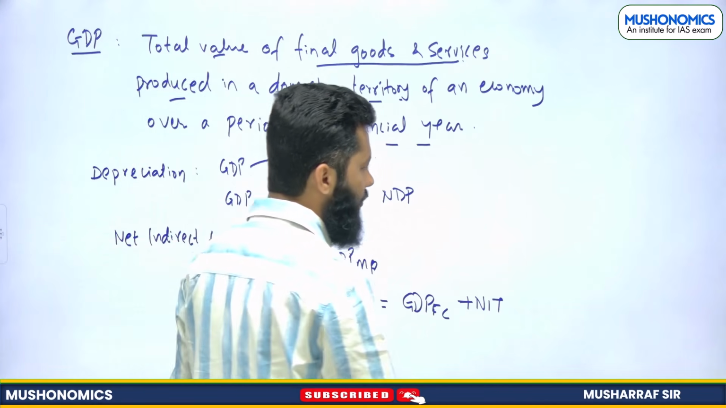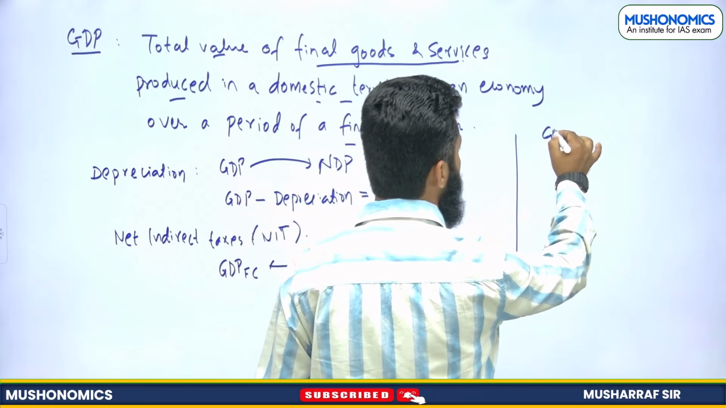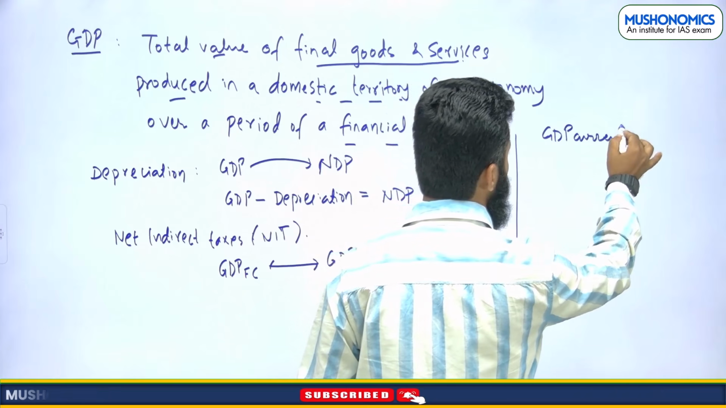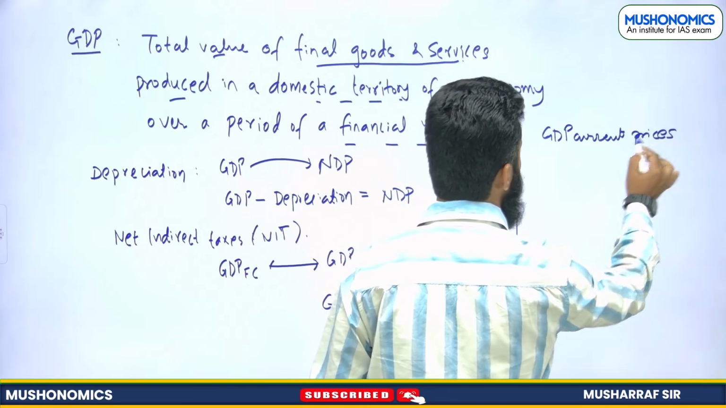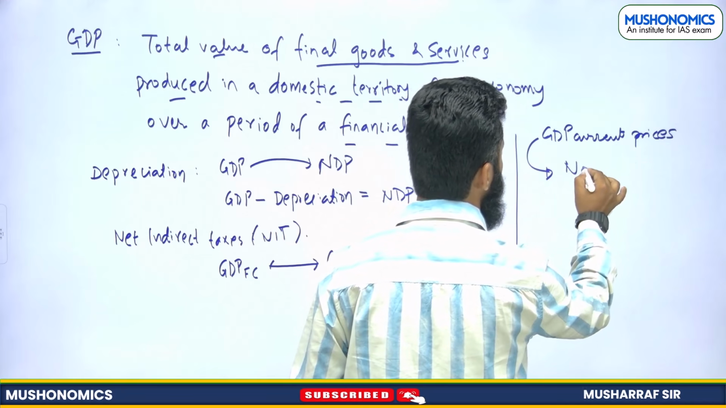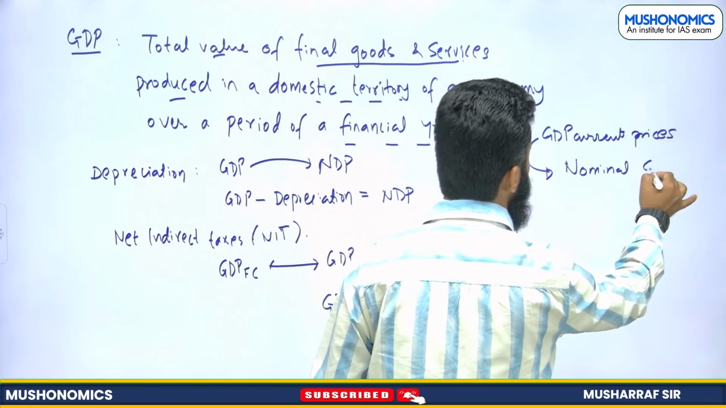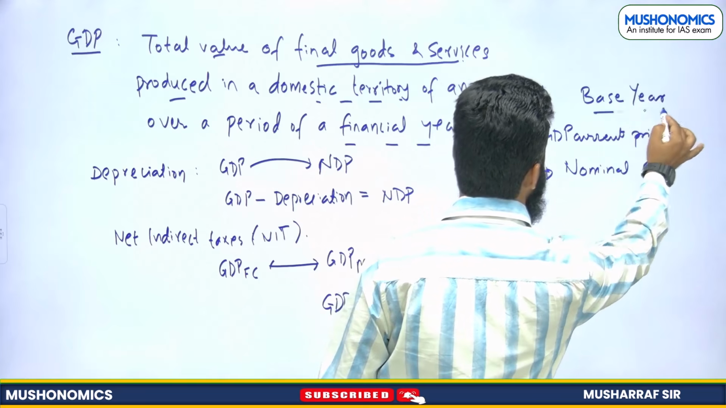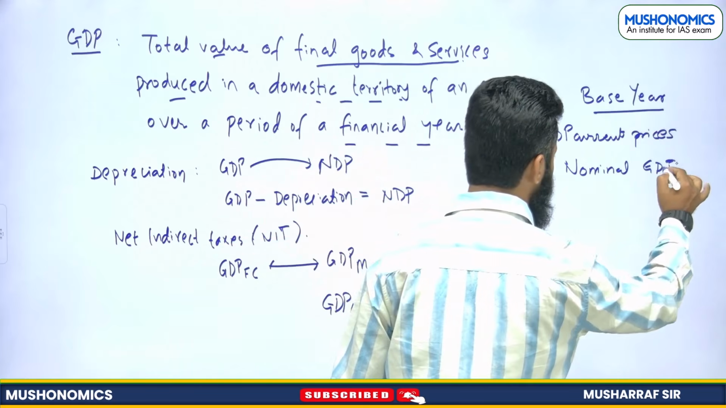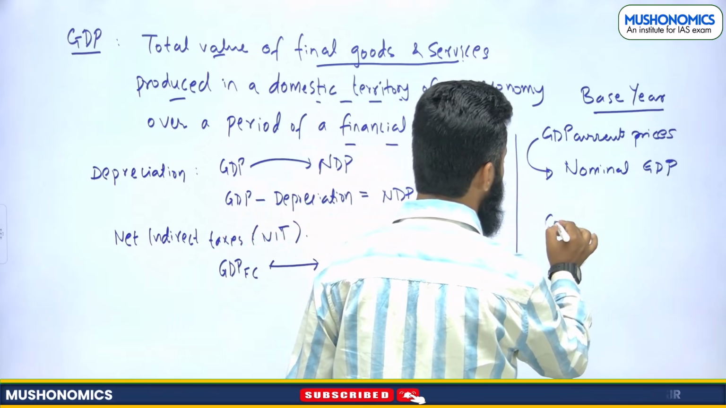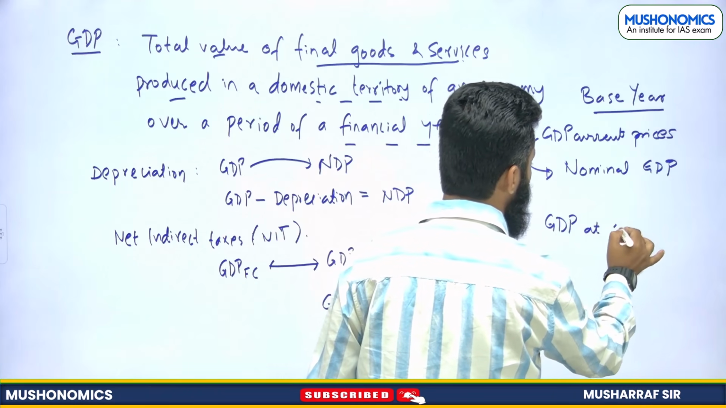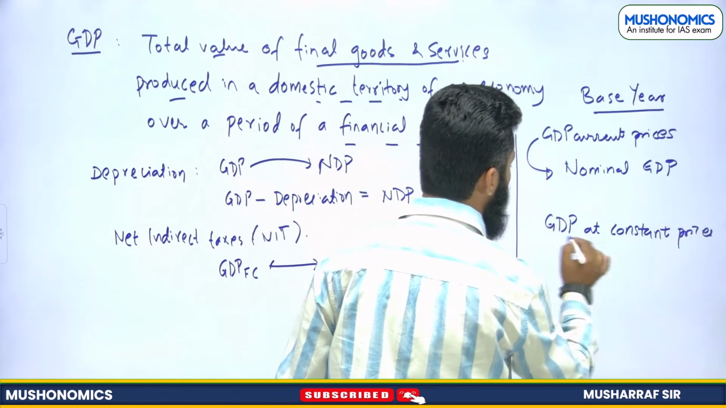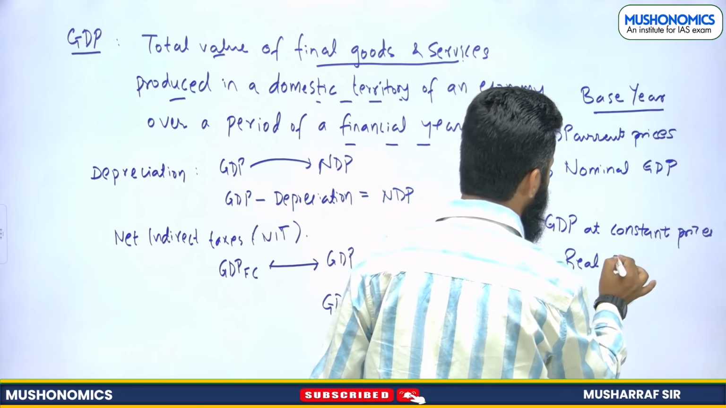Then we have also talked about GDP at current prices and GDP at constant prices. GDP at current prices is also called nominal GDP. This we have discussed under the concept of base year. When we use the concept of base year, again we have two variants of GDP, that is nominal GDP and real GDP. Real GDP is also called GDP at constant prices.